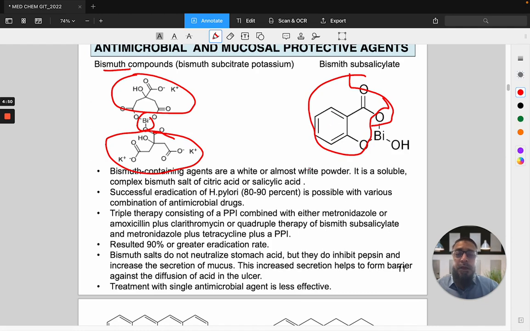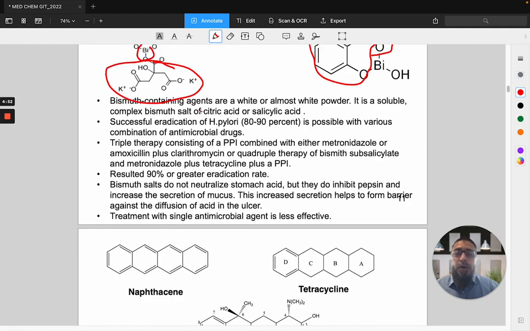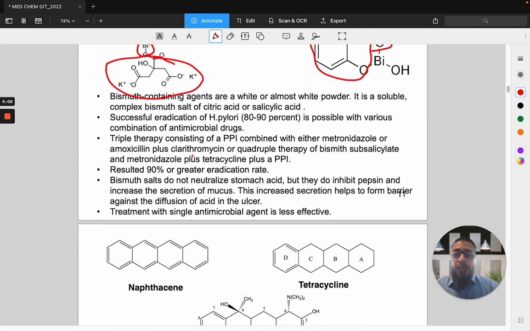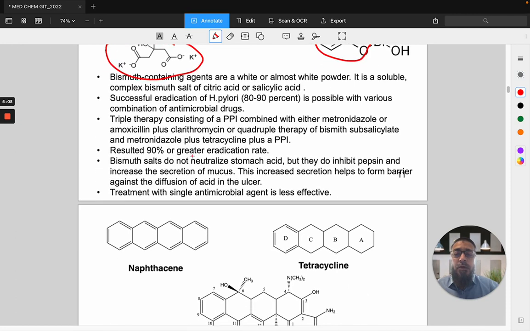This is generally used for successful eradication of H. pylori; 80 to 90% is possible with the various combinations. Bismuth salts do not neutralize the stomach acid, but they do inhibit pepsin and increase the secretion of mucus. This forms a barrier against the diffusion of acid, which is the hydrochloric acid, in the ulcer.